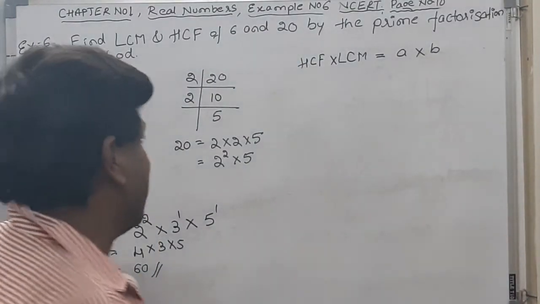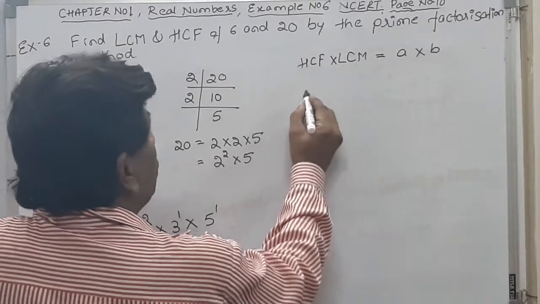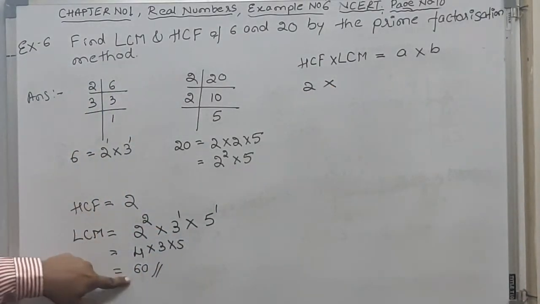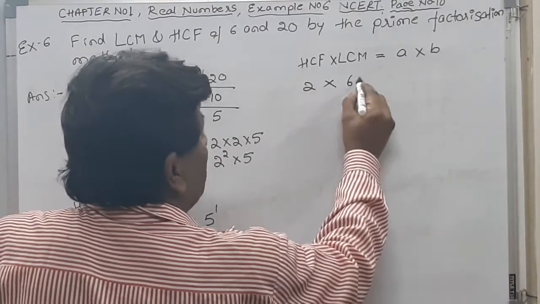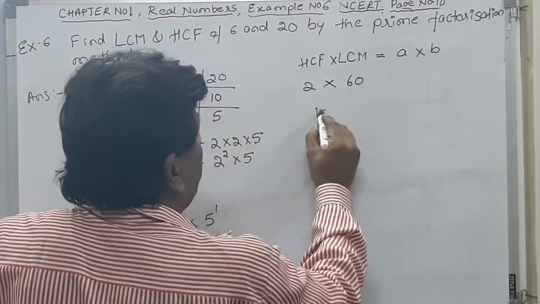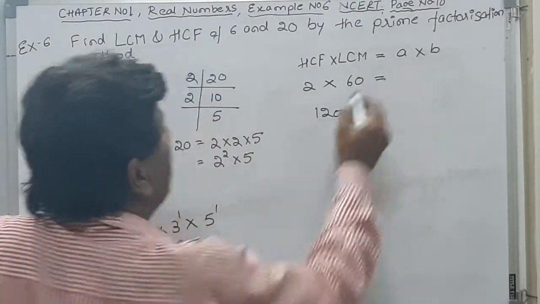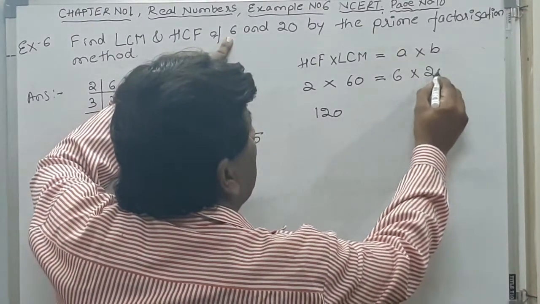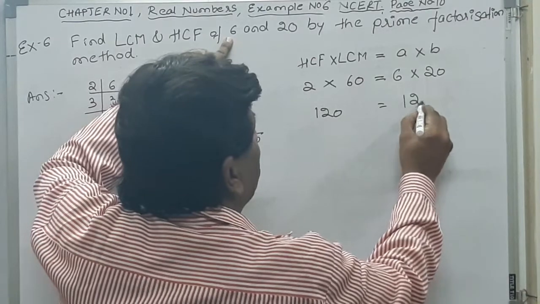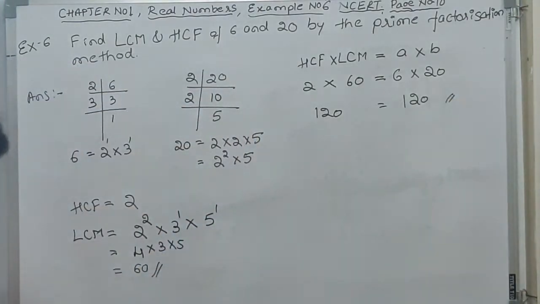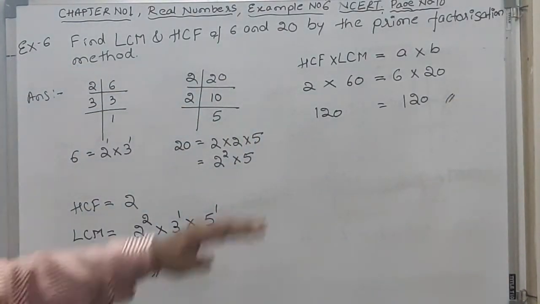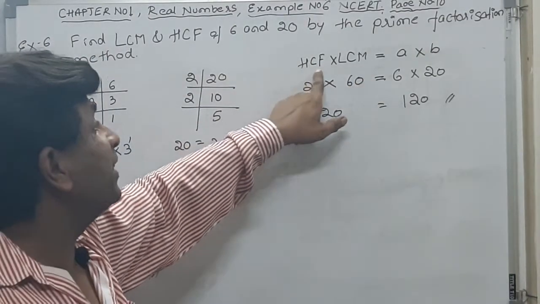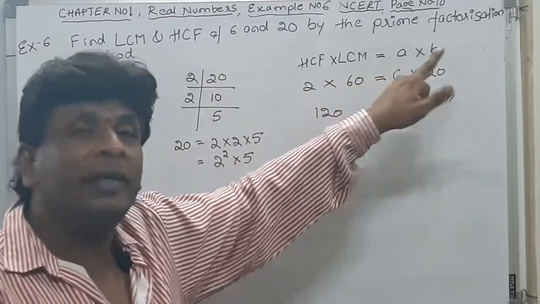So let us check it. HCF here is 2 and LCM here is 60, so the product becomes 120. Consider the numbers 6 as A and 20 as B; their product is also 120. Isn't it, friends? Both values are the same. So the formula is HCF into LCM equals A into B.